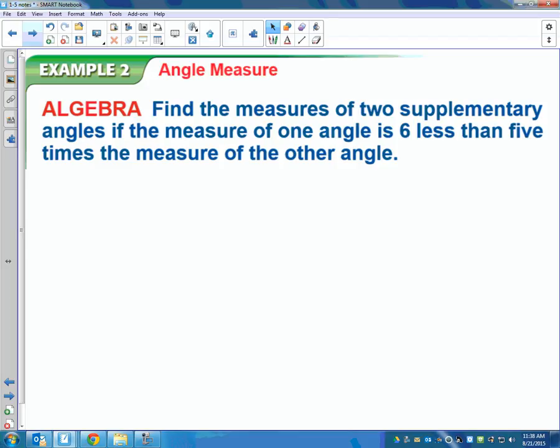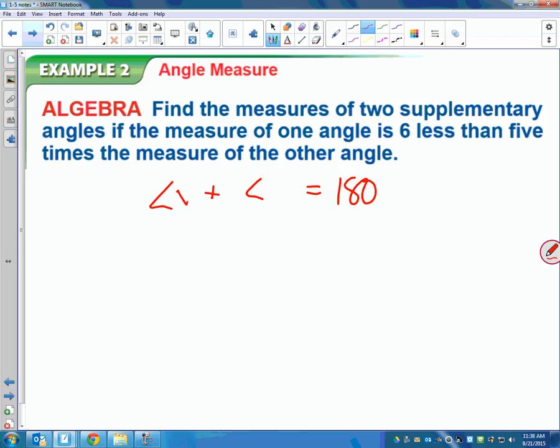If I say two supplementary angles, what do you know about these two angles? They add up to 180. So you could say something angle plus some angle has to equal 180. We want to use some variables there maybe. Angle X plus angle Y, or angle A plus angle B.